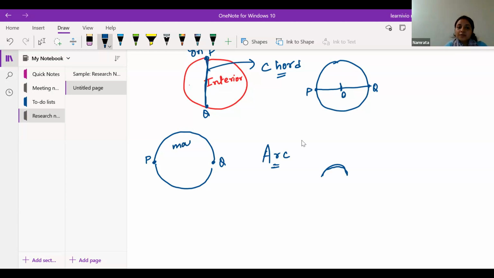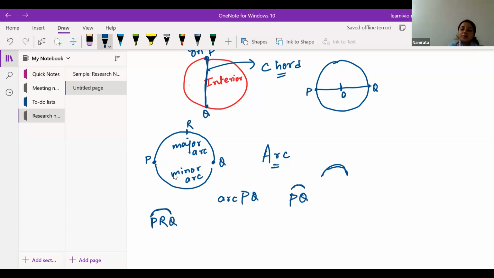One of them is the major arc, and the other one is the minor arc. Whenever we have to represent the minor arc, we can just write arc PQ, or PQ in general. But when we have to represent the major arc, usually we take one more point R like this, and then we say arc PRQ. If I'm representing it like this, then we can say this is the major arc. If only PQ or arc PQ is written, usually we take it as a minor arc.